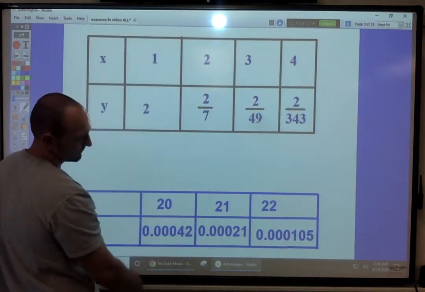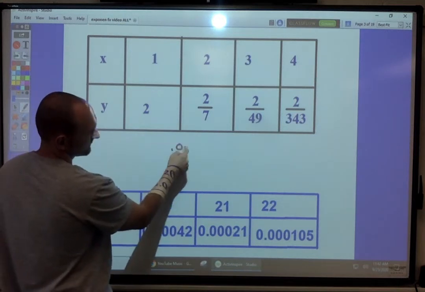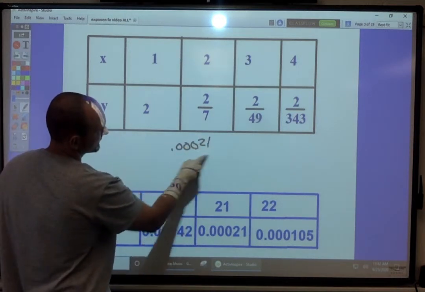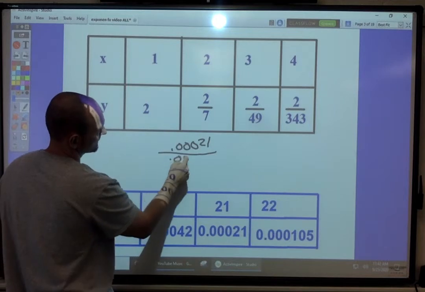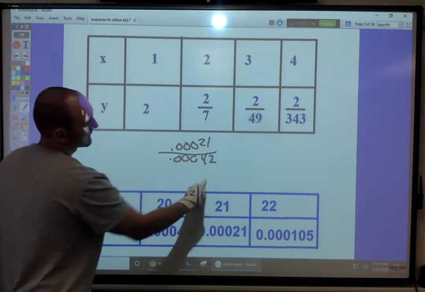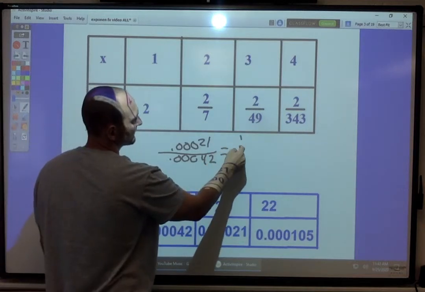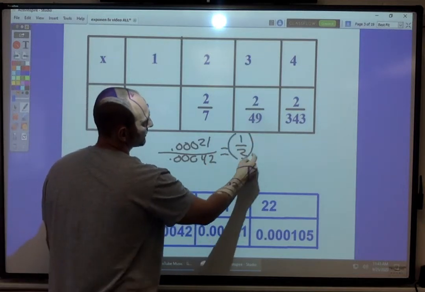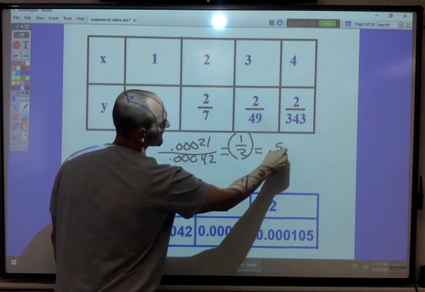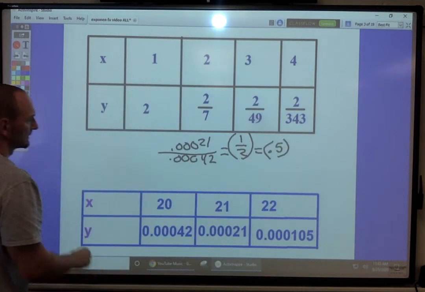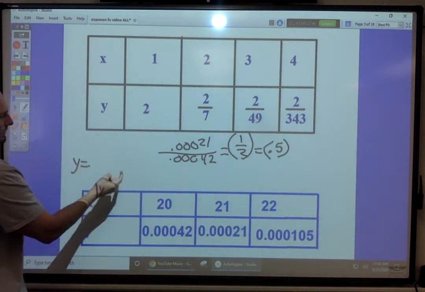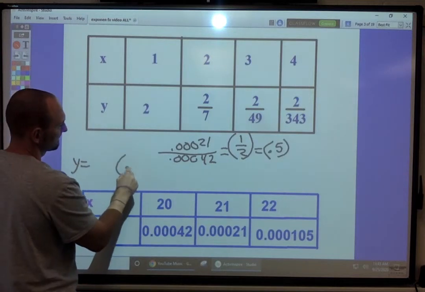So y2 divided by y1, 0.0002 over 0.0004. That looks to be 1/2 if I simplify it. So the factor is 1/2 or 0.5. I'm going to use a decimal this time because we have decimals. So we have the factor, so we can work backwards.